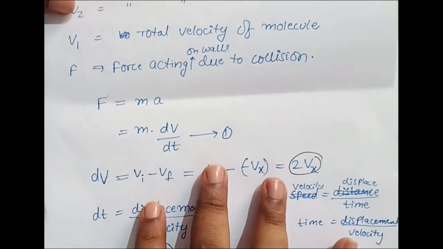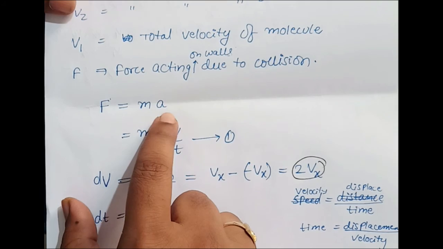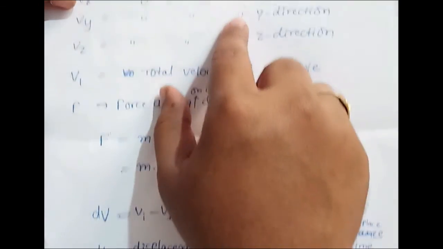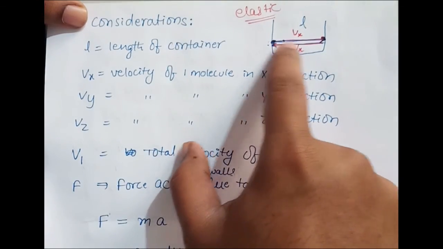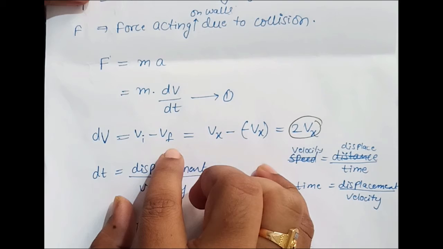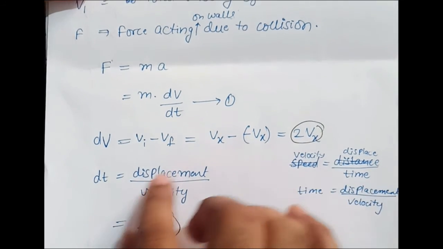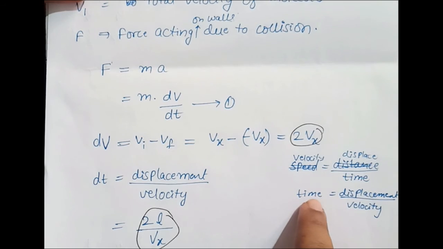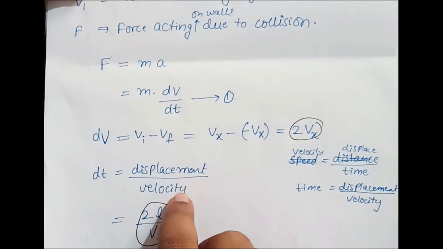The derivation is this. I am explaining it once again. I have taken force is equal to mass into acceleration. Acceleration means dv by dt, where dv is the change in velocity. Initial velocity vx and reverse minus vx, so vi minus vf is equal to 2vx. And velocity is equal to displacement over time, so time is equal to displacement over velocity.